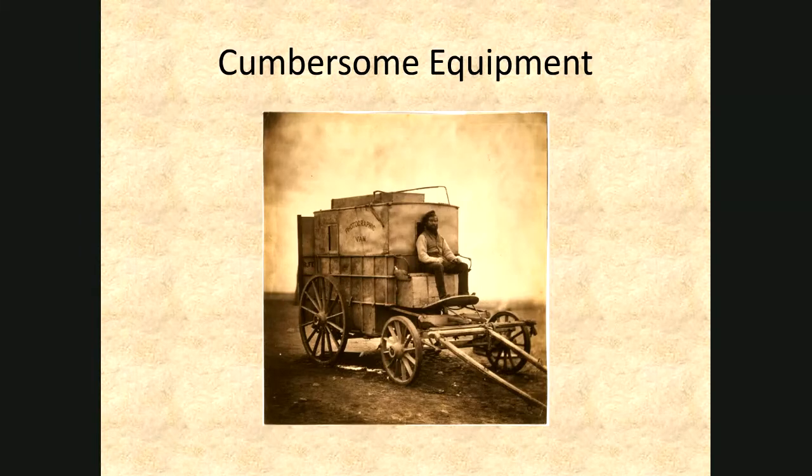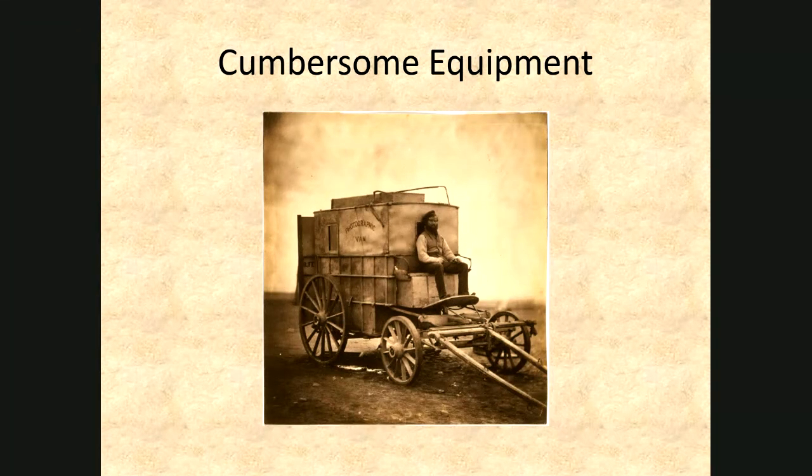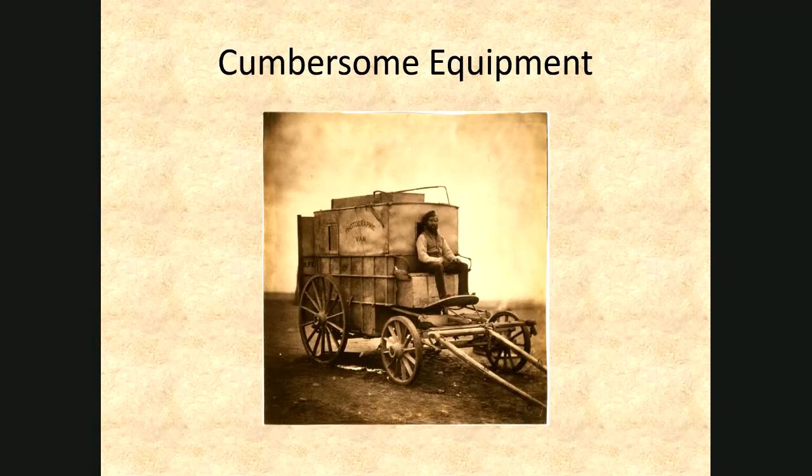be an issue. You can see this cart here, and you've seen it in a couple of videos previously as well. This is like their photographic van, essentially. It says photographic van on the side. It's a little cart that would have been pulled by some horses or some oxen. And inside there is all the equipment that you would need to bring with you to the battlefield.